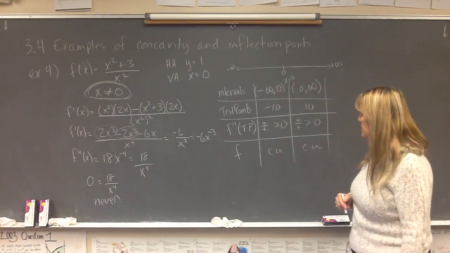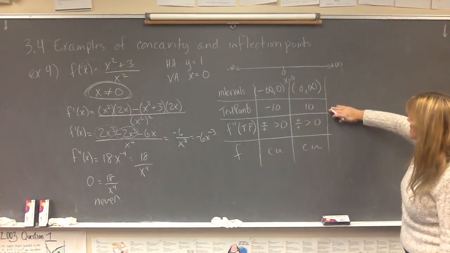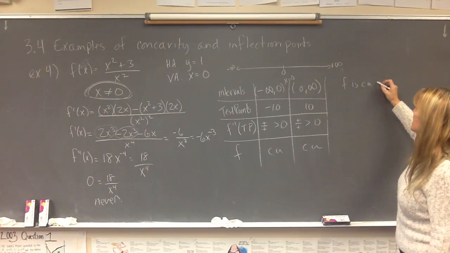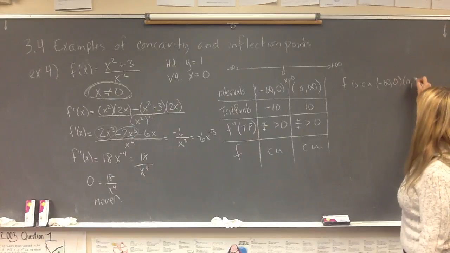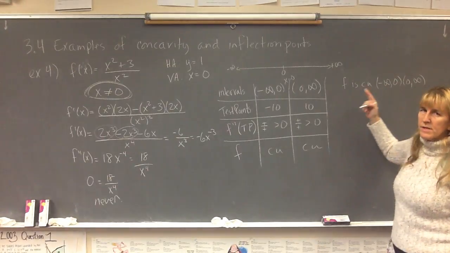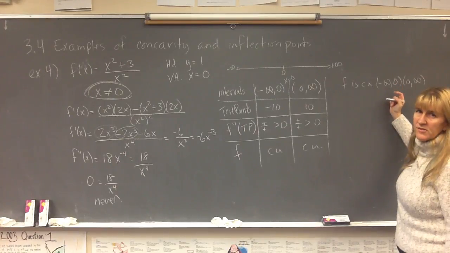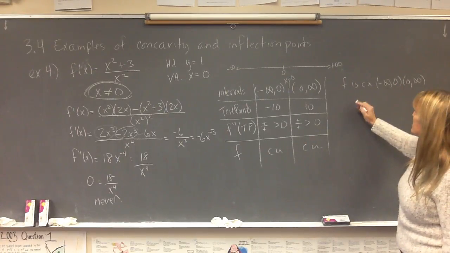All right, so what do we know? We know that f is concave up from negative infinity to 0, and again from 0 to infinity. Don't say all real numbers because you cannot include x equals 0. We can't say that a function is concave up over the asymptote. It's not happening.